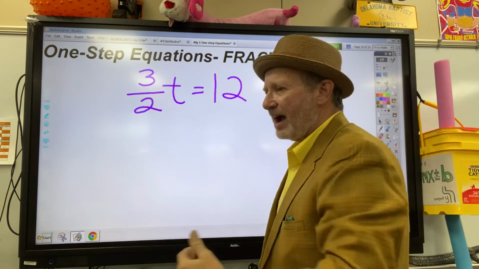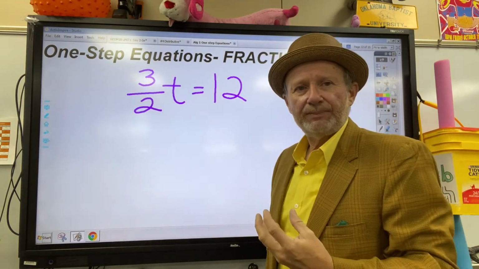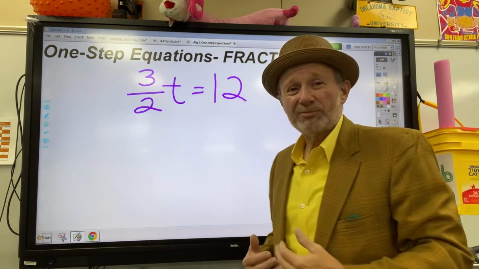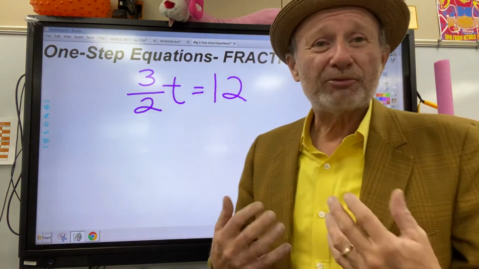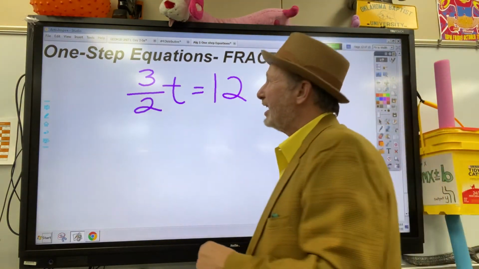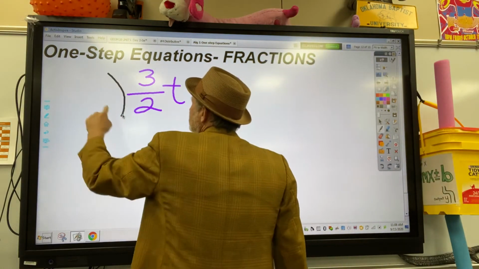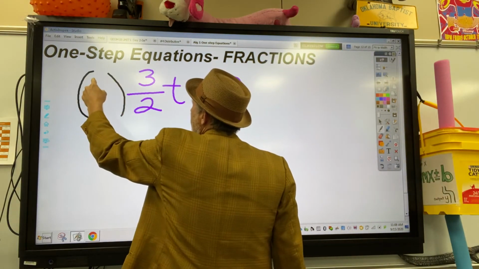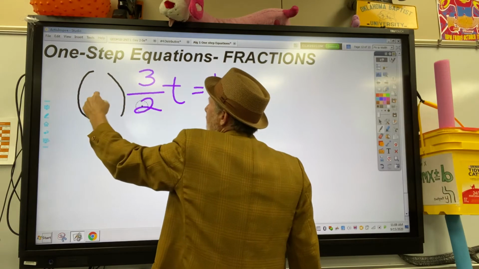Normally, you're going to divide. You do the opposite of what you see. So in this situation, what I'm going to do is I'm going to multiply by the reciprocal. I'm going to flip that 3 over 2 and multiply it out. So let's see, how does this work mathematically? What is the reciprocal of 3 over 2?